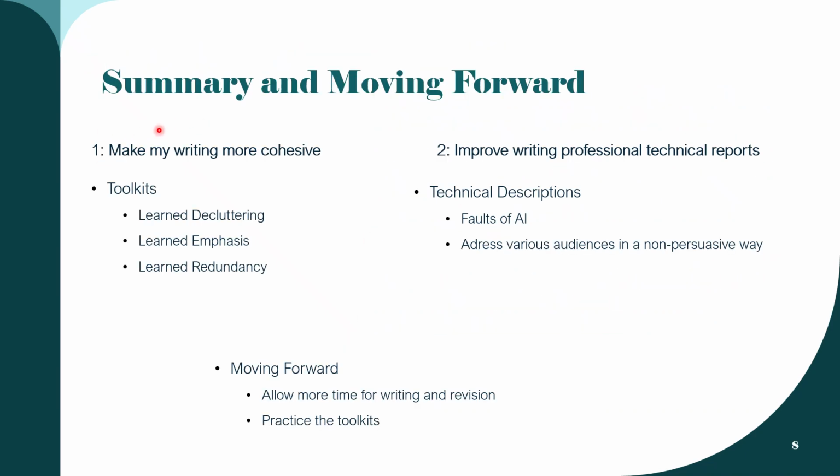Now finally onto the summary. If we look back at the first initial goal of making my writing more cohesive, I accomplished this through removing fluff from my writing, emphasizing the portion of the sentence that I actually wanted to emphasize, and removing any redundant information. And then onto my second goal of improving my writing of professional technical reports, I accomplished this by looking at an AI description and realizing that it's not gold and you have to double check everything. And then also when writing a description, I should make it more direct and not persuasive. So moving forward, I would allow more time for writing and revision to actually apply the toolkits that I've learned in this class, and then finally to practice the toolkits. Thank you.